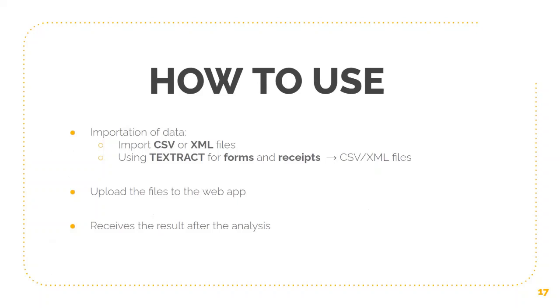First of all, without using any special technologies, you can just export from your database into CSV or XML files. Or if you are a small business and you don't have big databases, you can just use Textract. You can just use your phone, and on our web app, there would be a function that links to the Textract API, which takes pictures of your receipts and exports them to CSV or XML files. After that, we will use those uploaded files on the web application, process them, and give you back the results after the analysis.